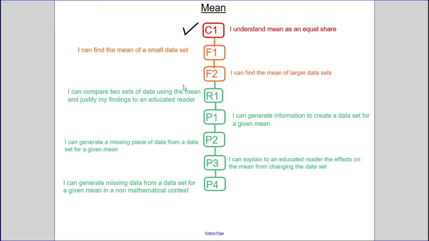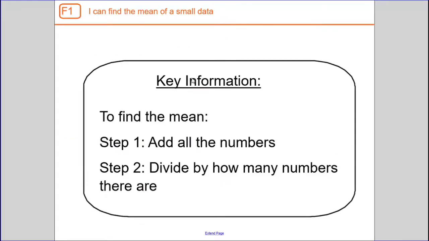So in the last video, we had a look at C1, and in this video, we're going to be covering F1 and F2. I can find the mean of a small data set. So we've got key information here. To find the mean, step 1, add up all the numbers. Step 2, divide by how many numbers there are.